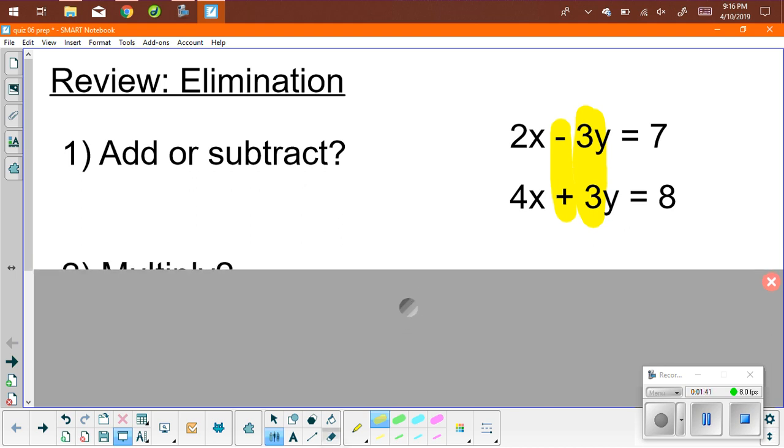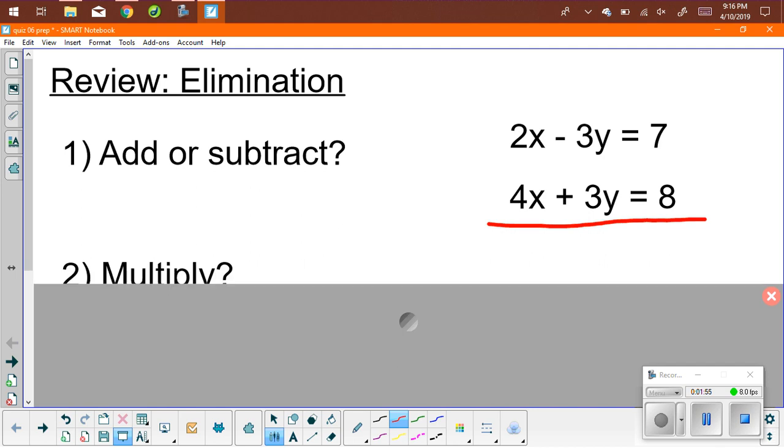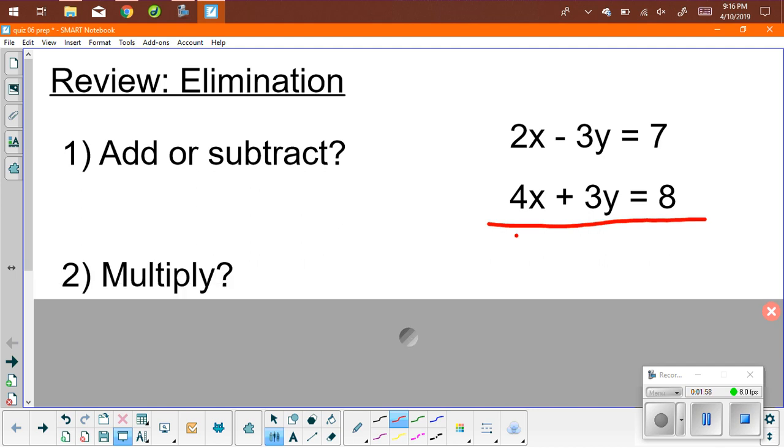I'm not going to do the full process here, but if I were to proceed, I just said that I wanted to add. So let's actually add. If I add those together, I'm going to get 2 plus 4 for the x, so that's 6x. Again, I'm adding here. -3 plus +3 is 0, so the y's go away. And 7 plus 8 is 15. And then if I want to solve for x, we would divide by 6 and see what we get. In this case, we'll do the decimal, and just go from there. So that's how that process works.